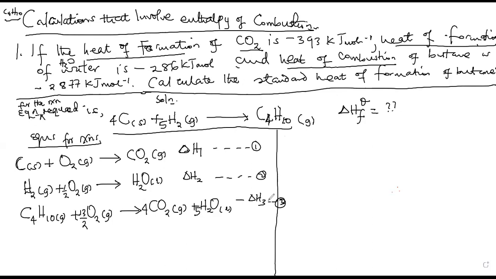Ladies and gentlemen, listening to me, if you want 4 carbons, you need to multiply by 4 throughout equation 1. So let me note it for you here. Multiply 4 throughout equation 1. What does it mean? We shall have 4 carbons solid.